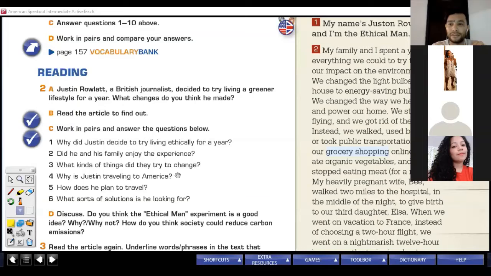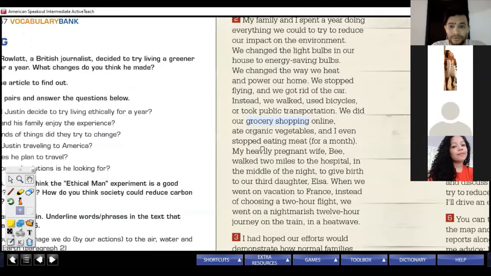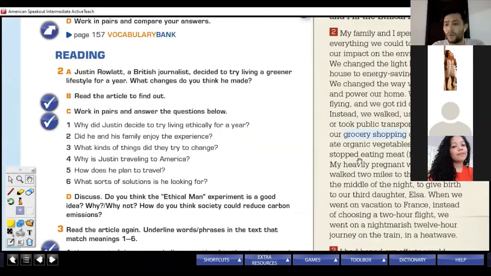But I'm going to tell you something later on, right? So number 6, what kinds of solutions is he looking for? I mean, the kind of solution is the one that Candy said, right? He wants to speak to people and he wants to try to make them change. So yes.